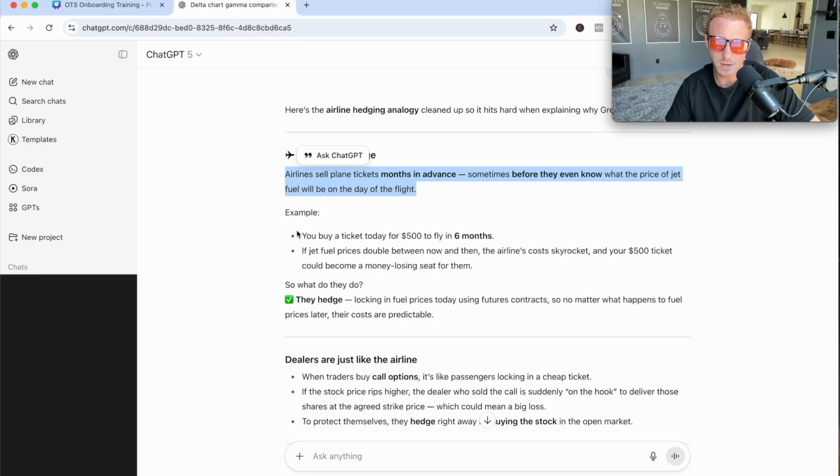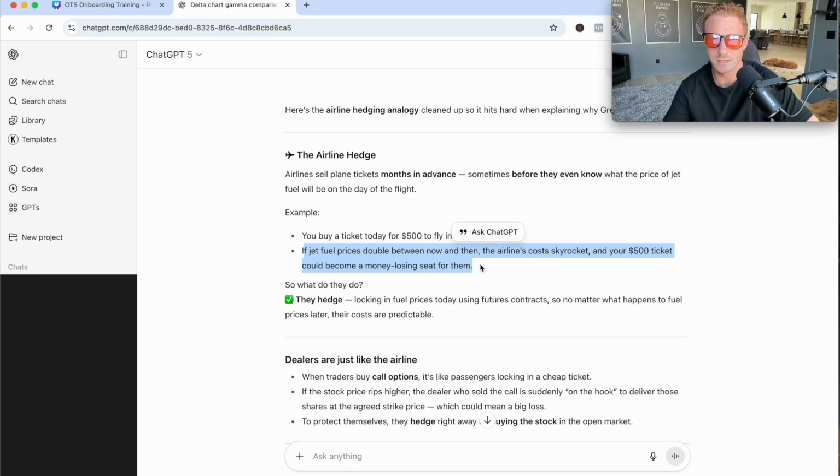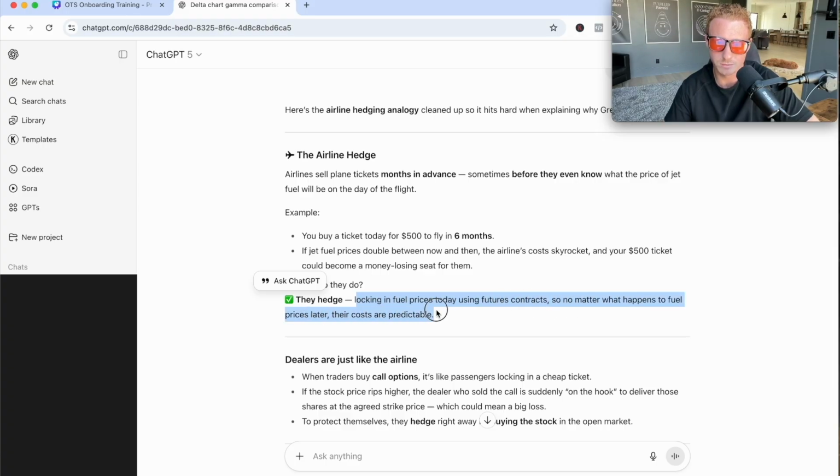So for example, let's say you buy a ticket today for $500 to fly in 6 months. Okay, you have a flight in 6 months. If jet fuel prices double between now and then, the airline's costs skyrocket, right? And your $500 ticket could become a money-losing seat for them if oil goes up in price in the next 6 months. So what do they do? They hedge, right? Same as the market makers, same as the dealers. They hedge their position, locking in fuel prices today using futures contracts. So no matter what happens to fuel prices later, their costs are predictable.